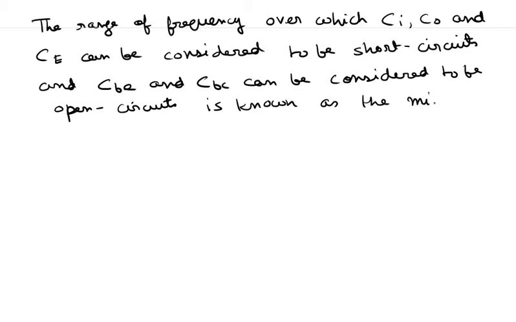the midband frequency. We will discuss why this frequency range is known as the midband and not the high band or the low band. Okay, so the range of frequencies over which the three external capacitors can be considered to be short circuits and the two internal junction capacitors of the transistor can be considered to be open circuit is known as the midband frequency range. Okay, so midband frequency range.